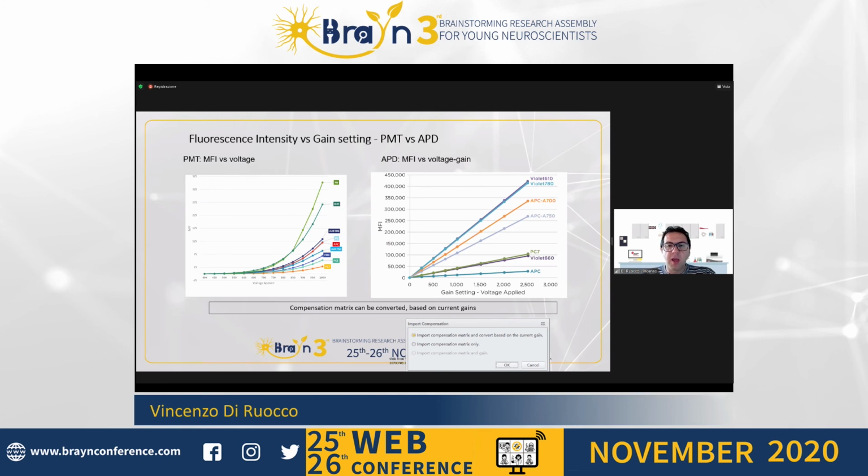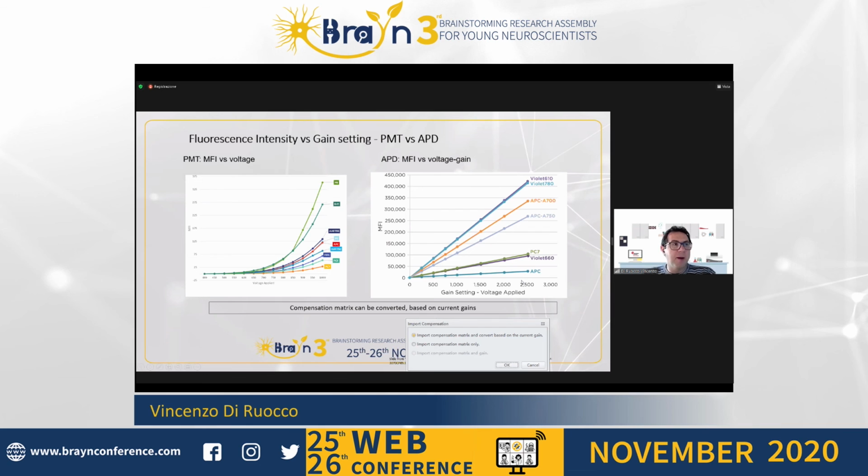Since we are talking about a lot of fluorochromes, a lot of colors together, there are interactions called compensation, and this is the trickiest point for flow cytometrists. The system itself automatically calculates the compensation. Moreover, if we need to change the voltage applied because we want to highlight some specific small, really dim population, we can increase, for instance, the voltage applied to that specific channel, and my compensation will still be automatically readjusted because the system uses algorithms internally to do this. Indeed, when we import compensation, the system itself will ask if you want to import the matrix and convert it based on the current gains.